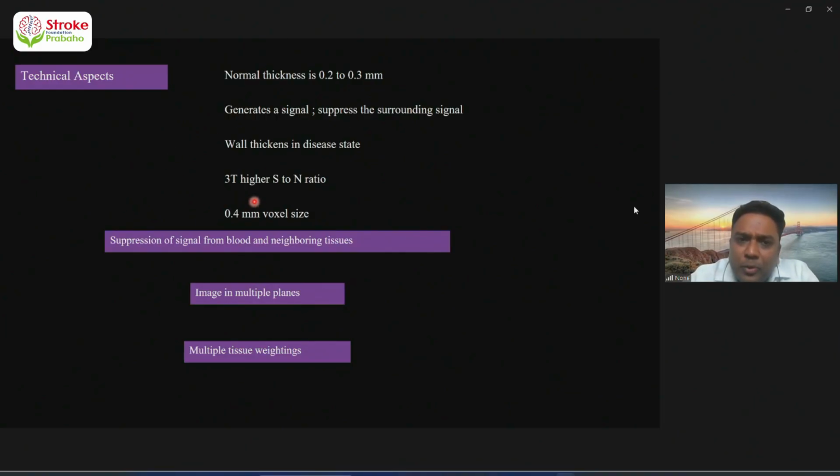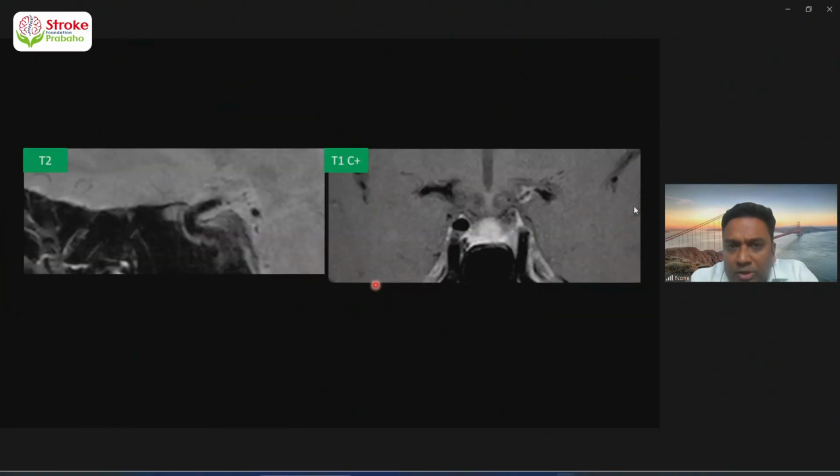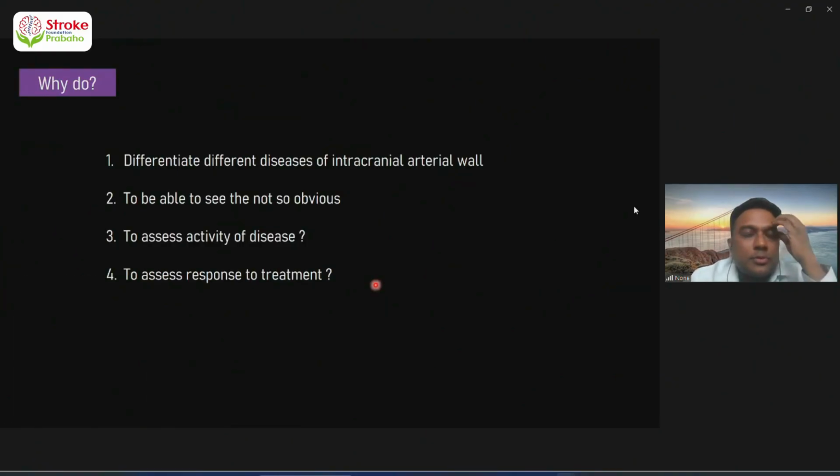So we generally want to use a 3 Tesla MRI, and we want to image in multiple planes and multiple tissue weightings. When I mean multiple tissue weightings, we want to have the T1 sequence as well as the T2 sequence. Nowadays we do have the 3D technology, so we can look at the entire vasculature. So we have the T1 axial, sagittal and coronal sequences, pre and post contrast, as well as the T2 sequences that we want to have a look at, to really look at certain features which will clinch the diagnosis.